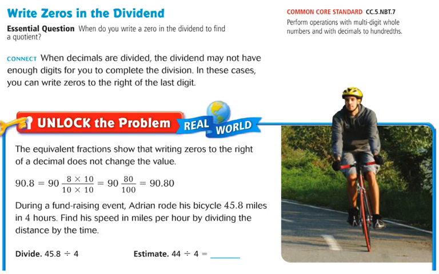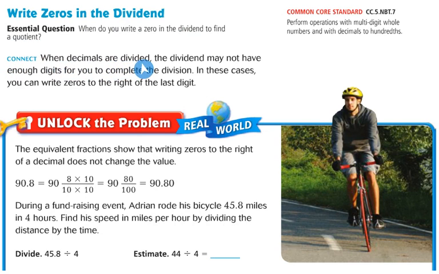Students, in lesson 5.7, we are going to be working on writing zeros in the dividend. And our essential question that is going to guide our learning for this lesson is, when do you write a zero in the dividend to find a quotient? So we are going to connect as we begin this lesson.